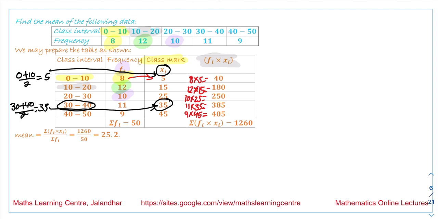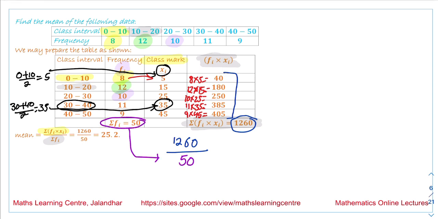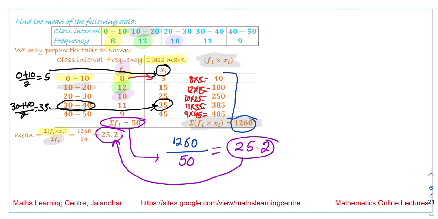Now the formula for calculating the mean is sigma fi xi divided by sigma fi, and these are the corresponding values. When we sum all these values, we get the answer 1260. This is the value of sigma fi xi, and when we sum the values of the frequency, the answer is 50. So the final answer we will obtain is 25.2. So this is the mean of this data.